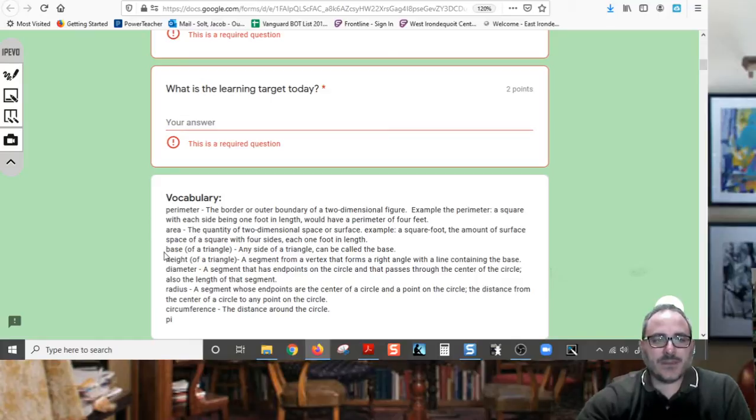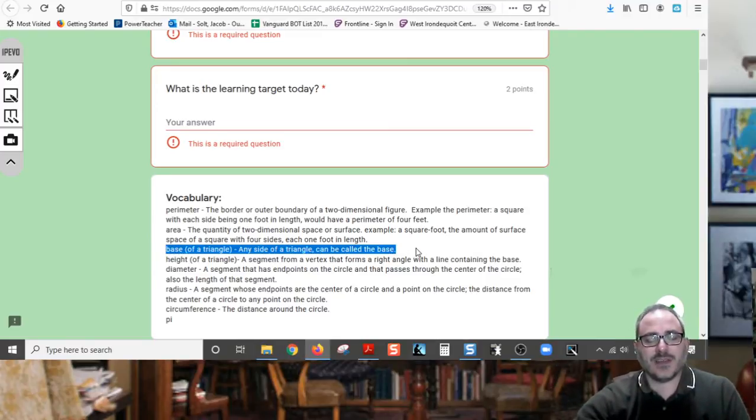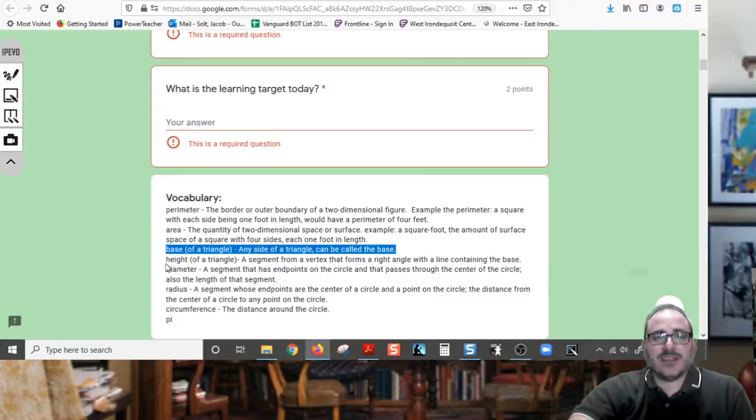And then base. Okay, so base. A base in geometry, usually we're talking about triangles, and the base can be any side. The base of a triangle can be any side of the triangle. So you just pick a side, you call it the base. Once you call it the base, then you can determine the height.